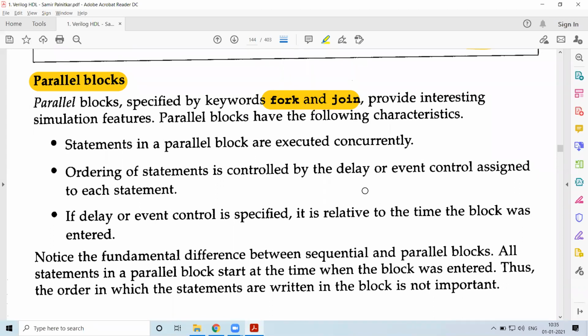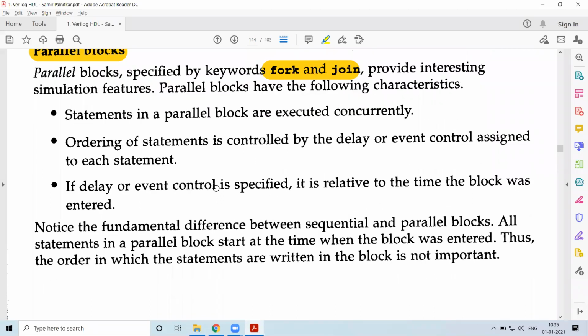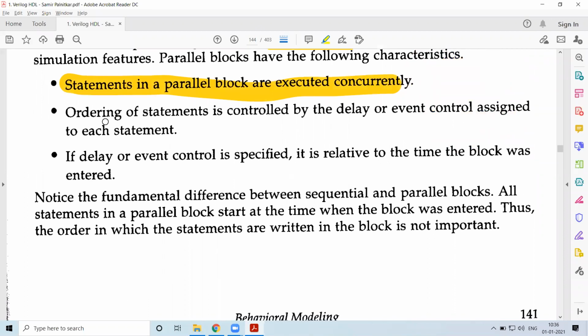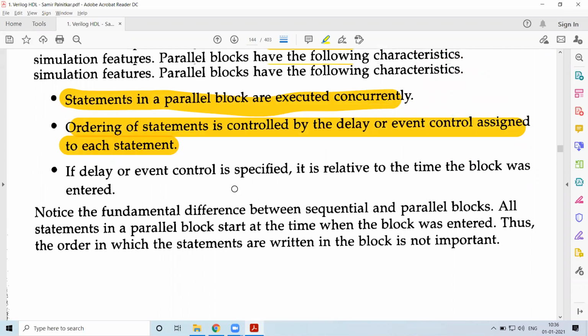What happens in such parallel blocks? The statements in the parallel block are executed concurrently. Concurrently means all are executed at once. All start the execution at once, whether it is blocking or non-blocking. Then the ordering of the assignments is controlled by the delay that is specified. It is not dependent on the previous statement.